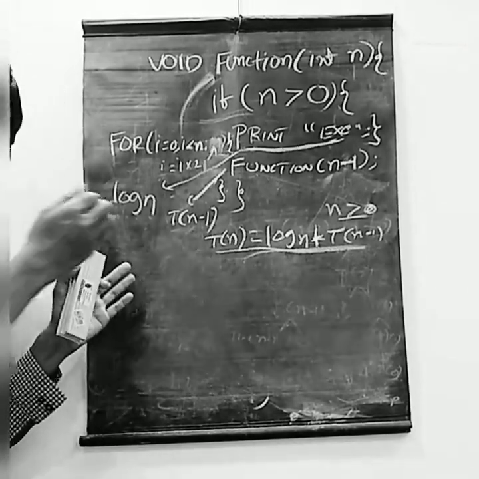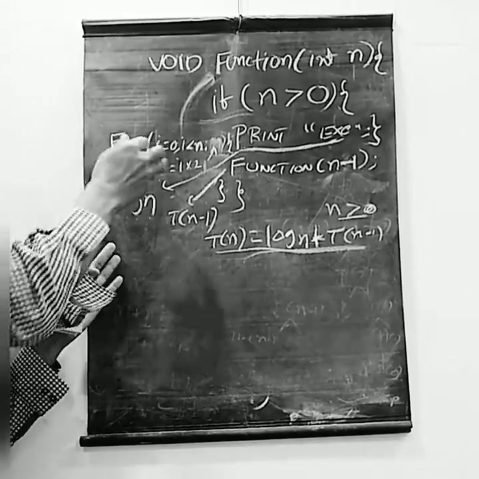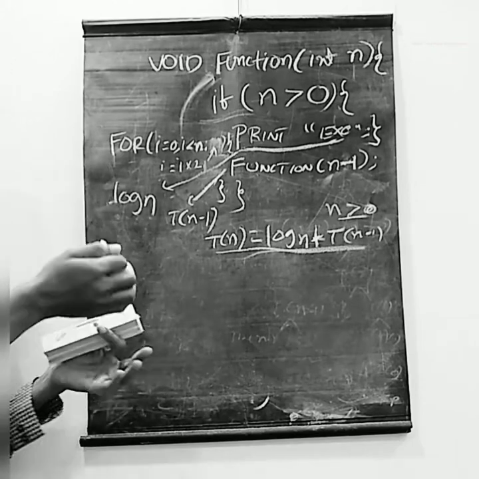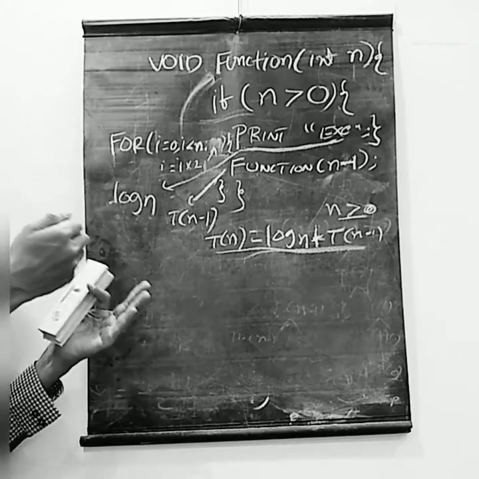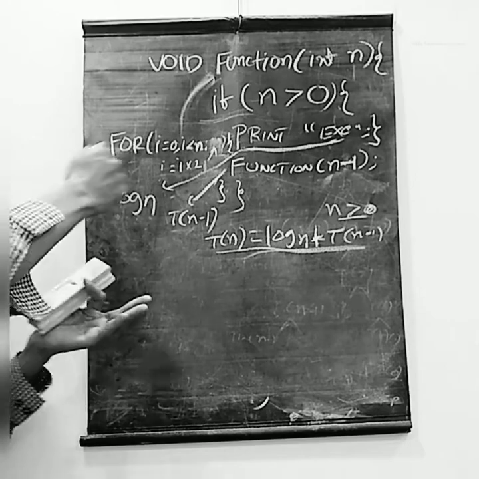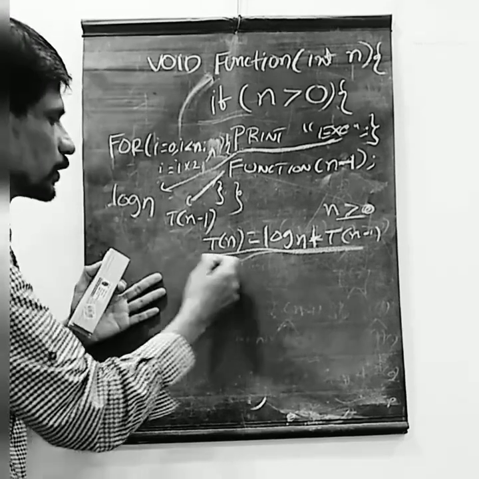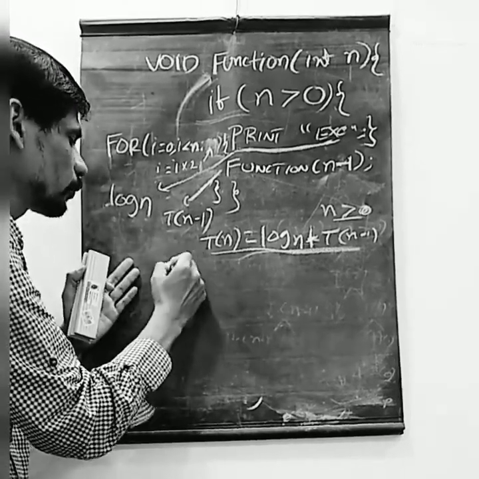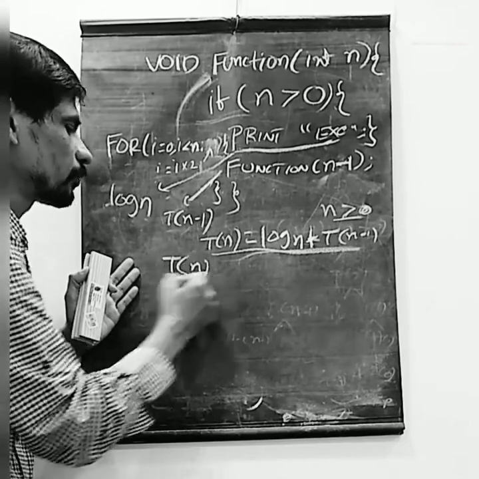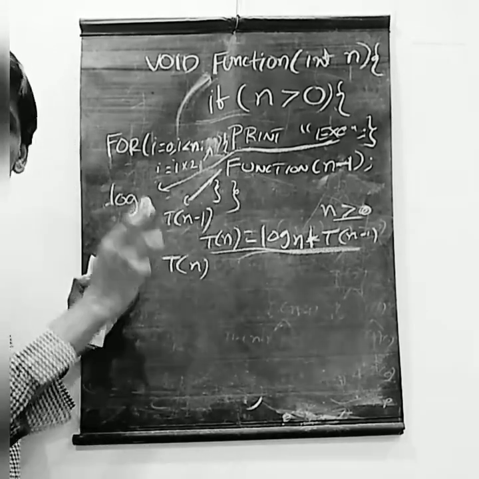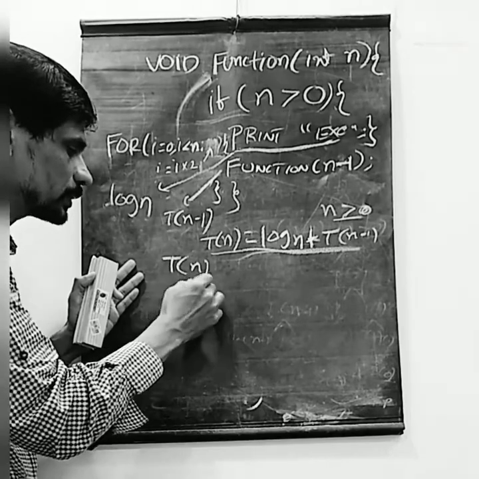So this is my recurrence relation. Now, what is the complexity of this program? We will try to find it by using our recurrence tree method. The same methodology we can apply. So initially, what is my t of n? Let's imagine my n is greater than 0. Then what happens?